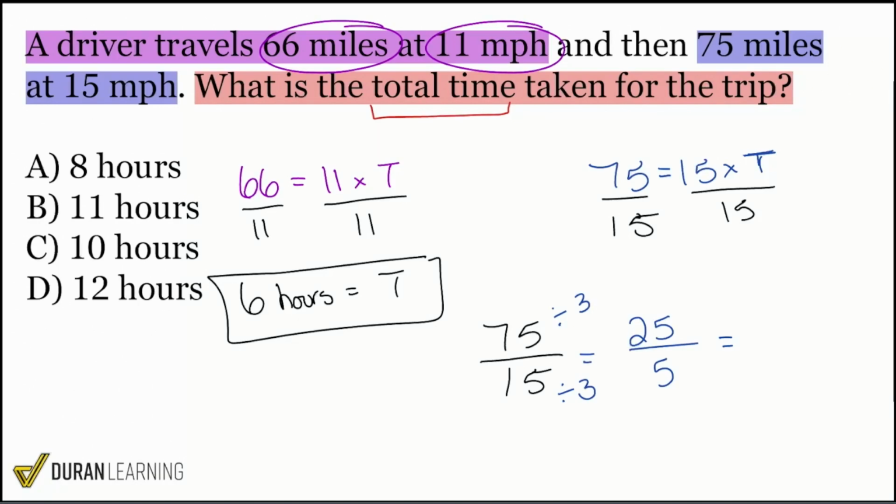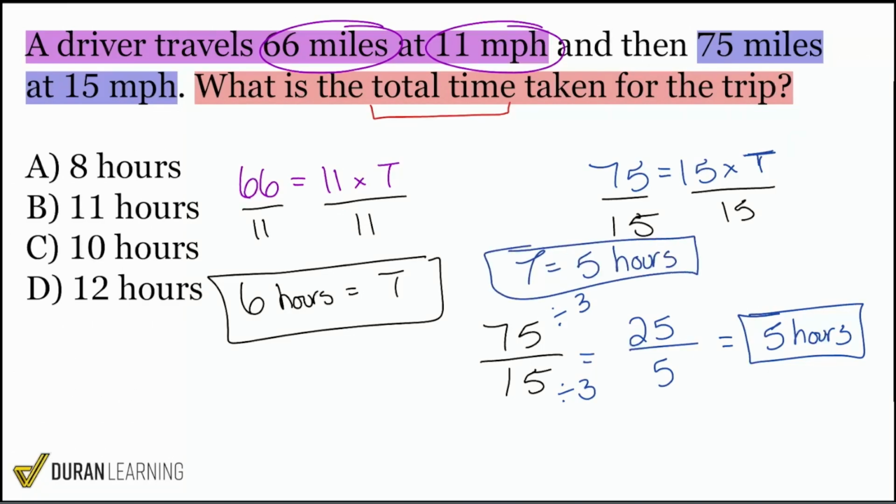Yeah, that's 5. So hopefully for those of us that are still working on our mental math skills, we can definitely utilize simplification to make the calculation easier. Nonetheless, we have 5 hours for that second part of the trip. Everybody, what did we say? Are we going to add or subtract those time periods?